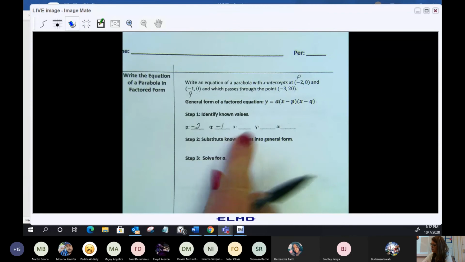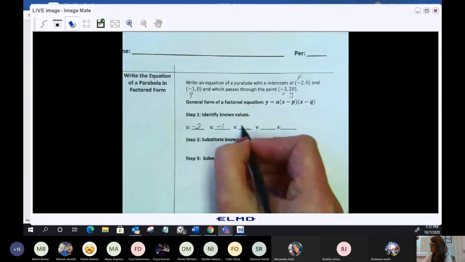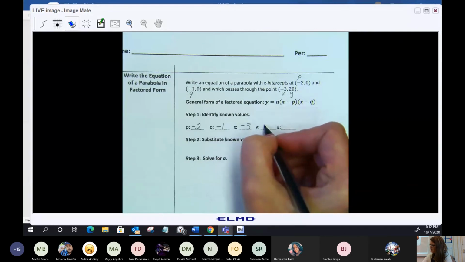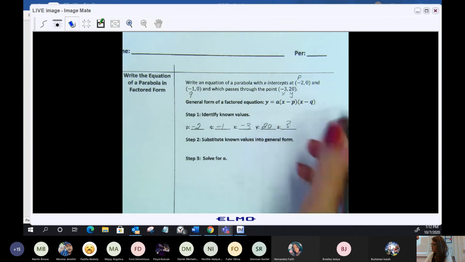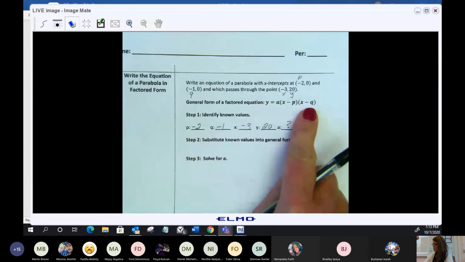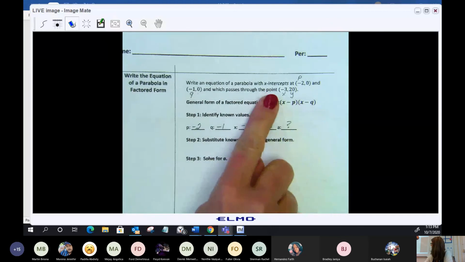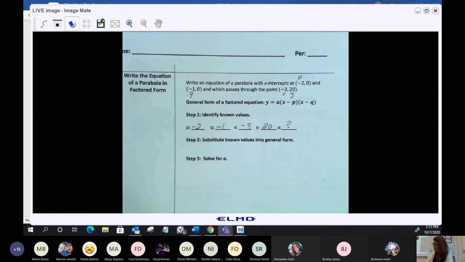I'm given an x-coordinate. They gave us a point, x, y. So x is negative 3 and my y is 20. I don't know a. Even given what you have here, you could write most of the factored form minus the a. We need to know what a is, so we will use the information from the point they give us to find the a value, and then we can substitute everything back into general form and get our equation.